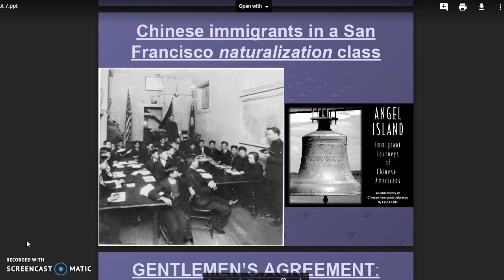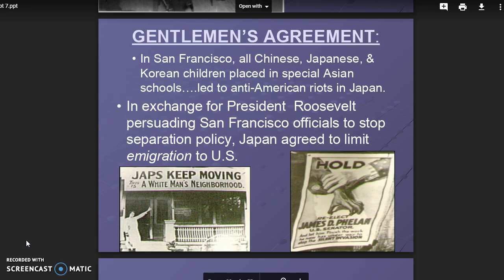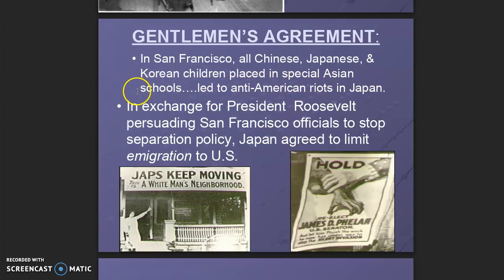Number 11 is asking you to describe the causes of the Gentleman's Agreement. This is on this page right here. The Gentleman's Agreement. In San Francisco, all the Chinese, Japanese, and Korean children were placed in special Asian schools, and this led to anti-American riots in Japan. In exchange for President Roosevelt persuading San Francisco officials to stop the separation policy, Japanese agreed to limit immigration to the United States. So the cause of it is the anti-American riots in Japan. So write that down for number 11, please.